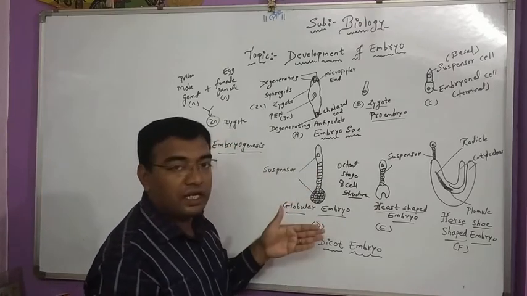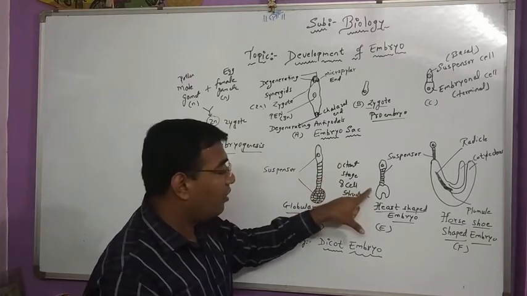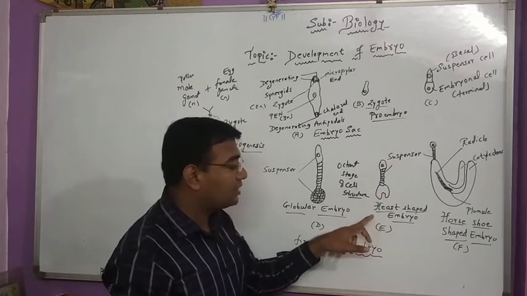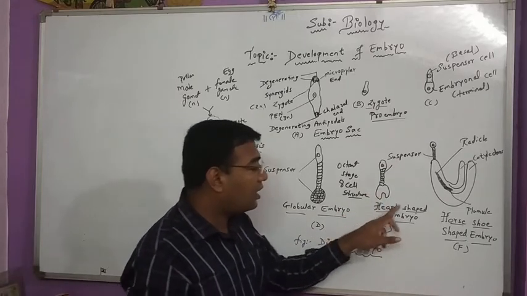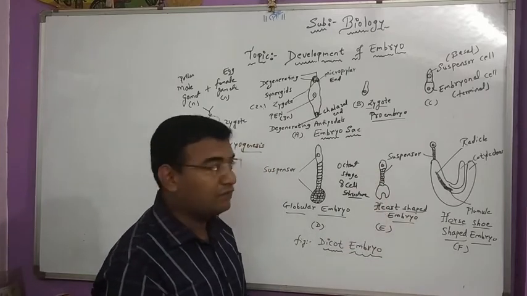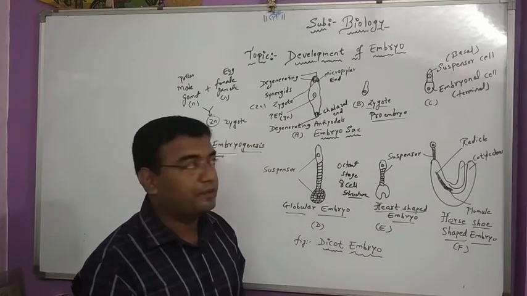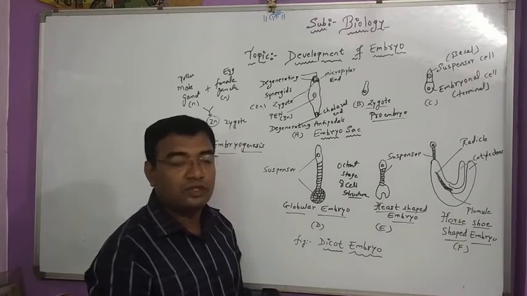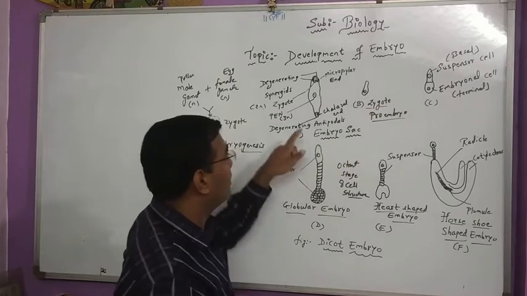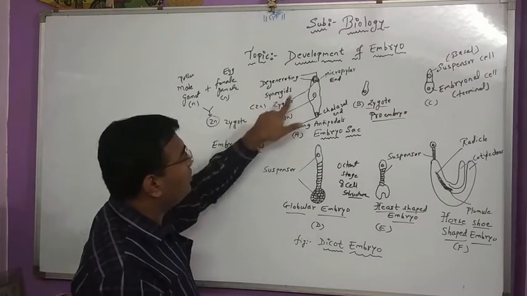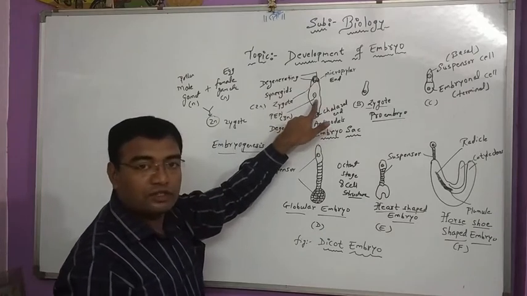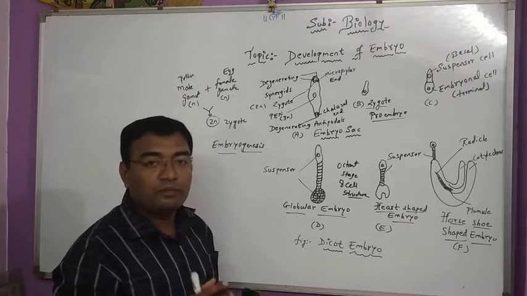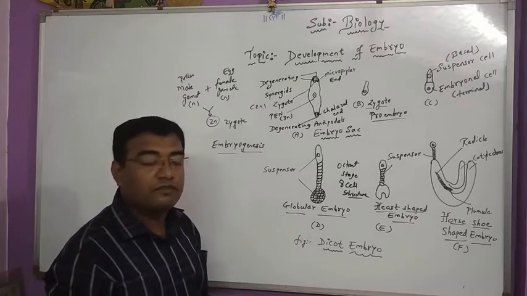After the division of the octant cells, they form a heart-shaped structure, which looks like a heart. That's why we call this kind of embryo a heart-shaped embryo. On the upper side the suspensor is formed. I will give you the significance of the suspensor. What is the role of the suspensor? The suspensor helps to push the embryo towards the endosperm. Why does it push the embryo towards the endosperm? For getting nutrition. Endosperm provides nutrition for the development of embryo.